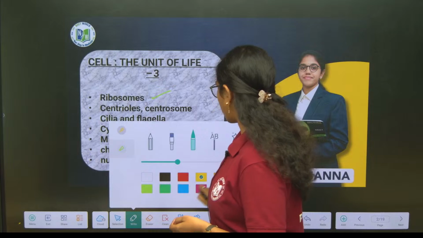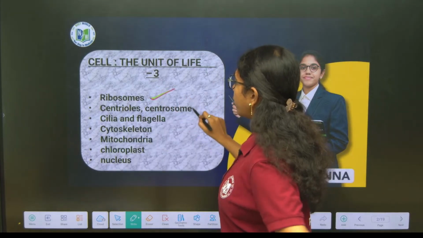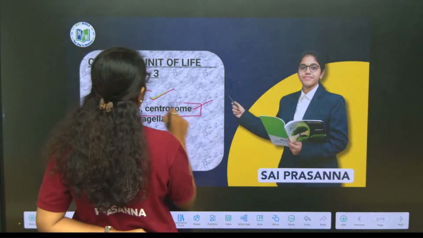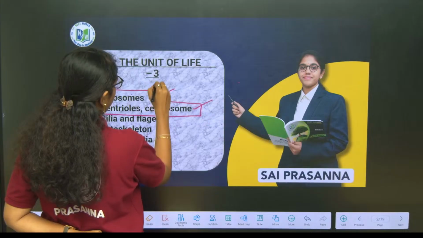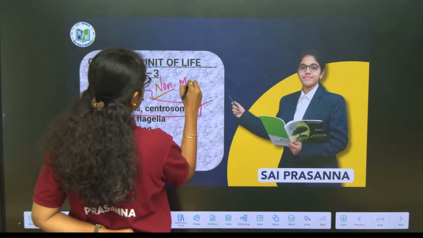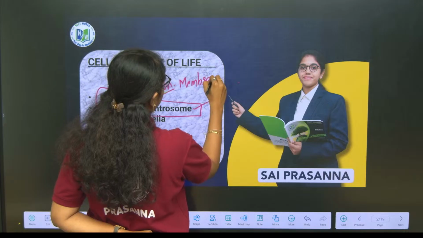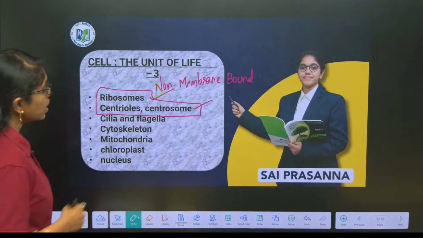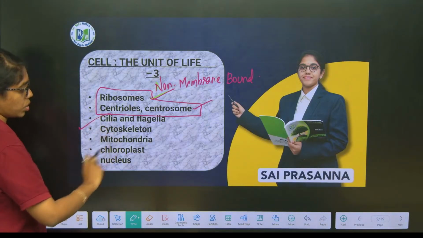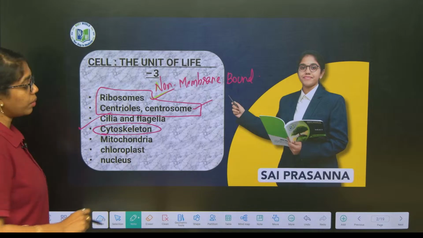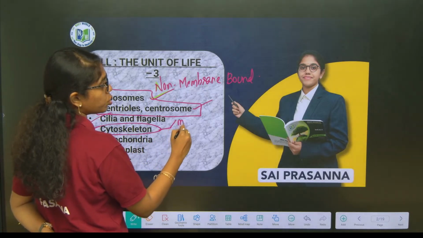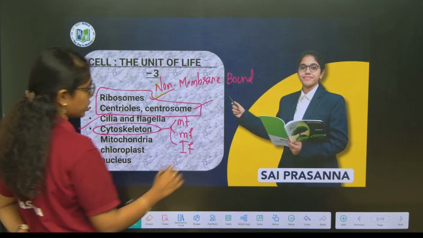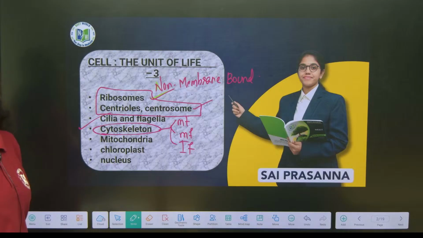Ribosomes, centrioles and centrosome, they come under non-membrane bound organelles, okay. Fine, and then cilia and flagella, which are the motile structures, and then cytoskeleton, where we will be discussing microtubules, microfilaments and intermediary filaments.